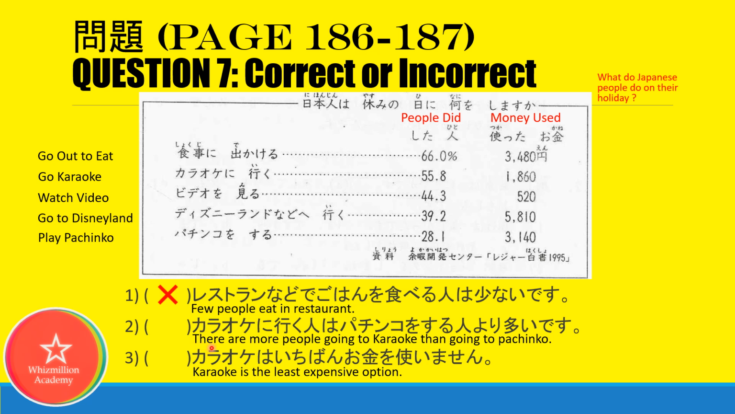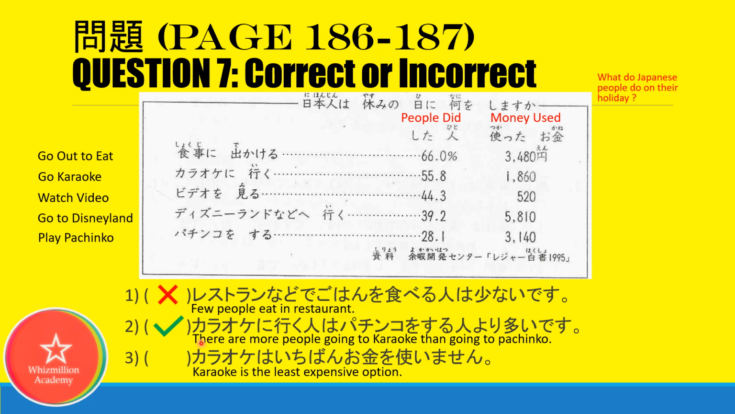Okay, question number 2. カラオケに行く人はパチンコをする人より多いです。Remember, yori means more than. So more people are going to karaoke than going to pachinko. If you look here, karaoke is 55.8, pachinko is 28.1. Yes, so the answer is correct. More people are going to karaoke than going to pachinko.